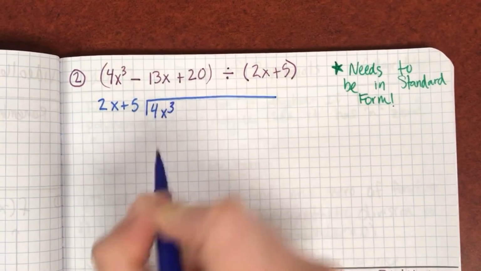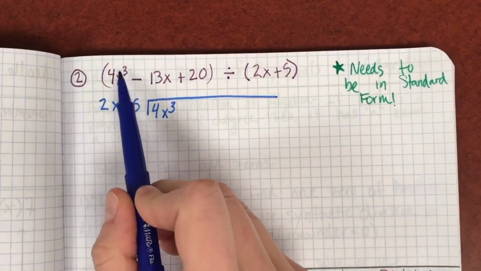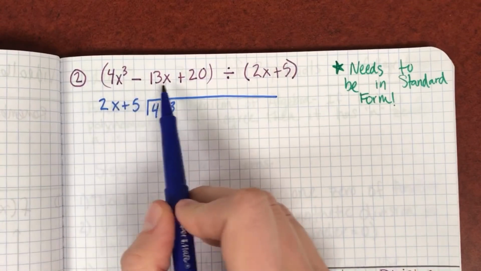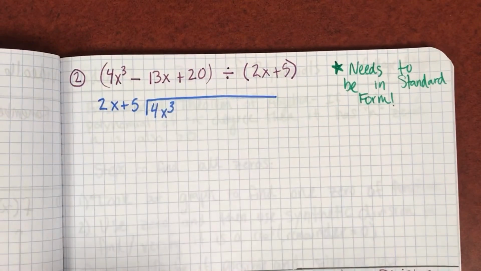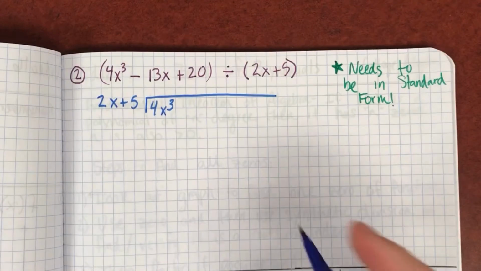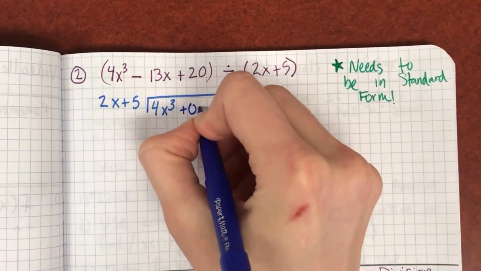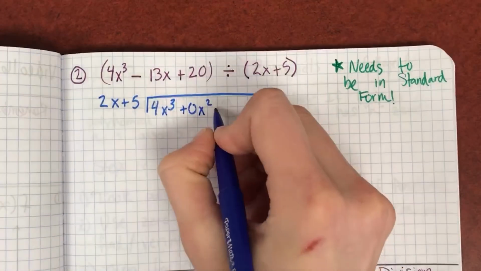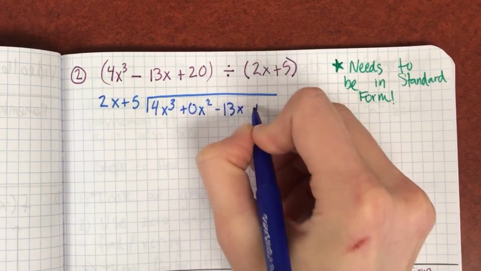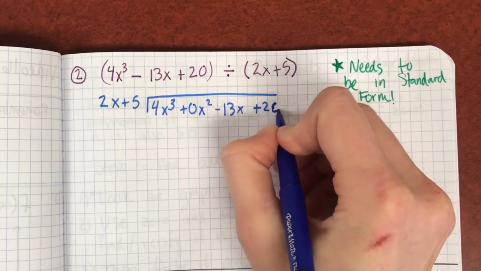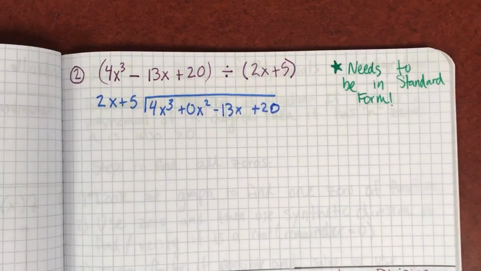Now, if we jump from exponents, here I've got an x cubed and then it goes just to x. We need to put placeholders in. So I would say plus 0x squared. So it has to be in standard form, and we cannot forget any exponents.